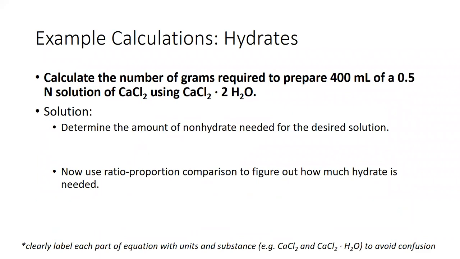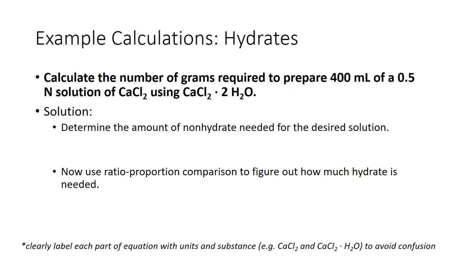All right, so for this question, you want to calculate the number of grams required to prepare 400 milliliters of a 0.5 normal solution of sodium chloride, but unfortunately, you only have a hydrated form of sodium chloride. So what are you to do? The first thing you want to do is figure out how much sodium chloride that's not hydrated you would need to make this solution.